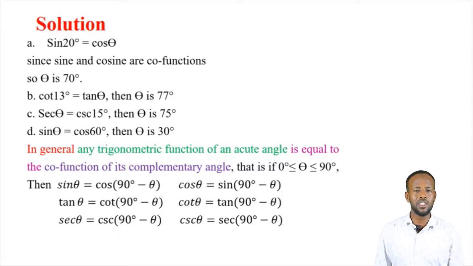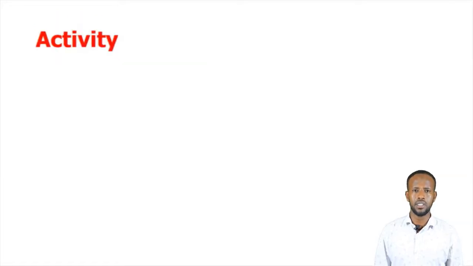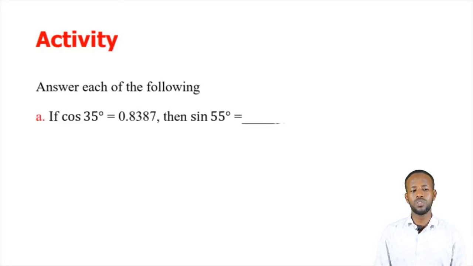So this is the main gist of our lesson. I hope that you get the necessary points of our lesson. Now let us see the activity in here. This is for you. It says answer each of the following. A. If cos of 35 degrees is equal to 0.8387, then what will be sine of 55 degree? Can you answer? Think about it. Within a few seconds, I am sure that you will get the answer.